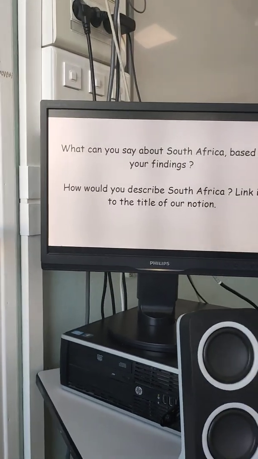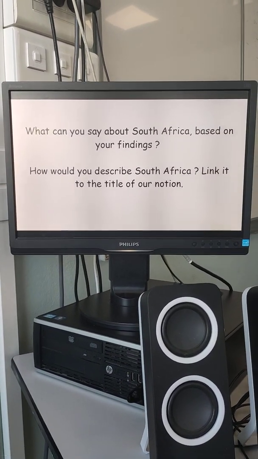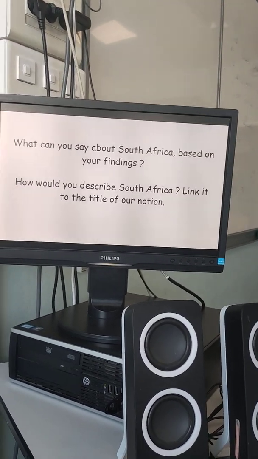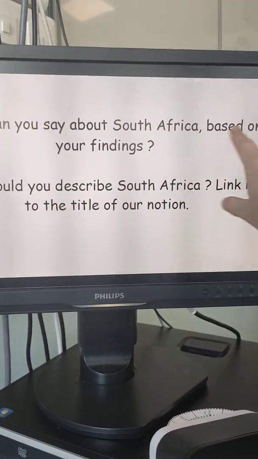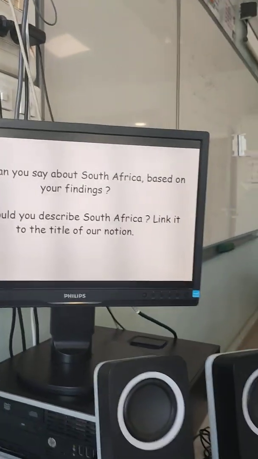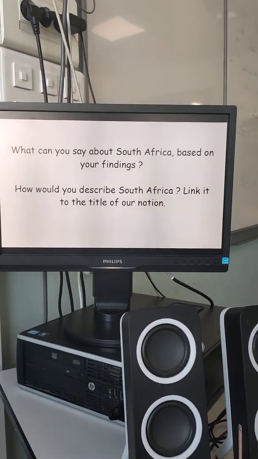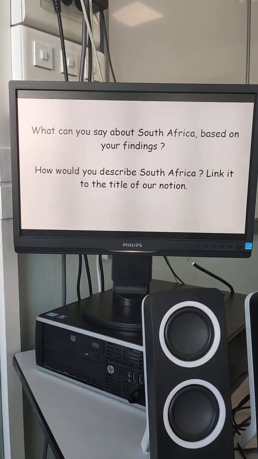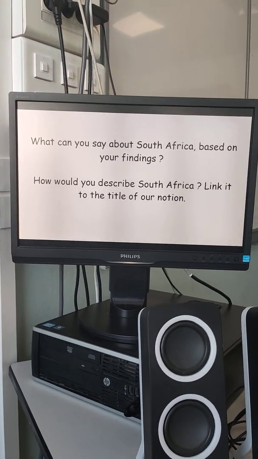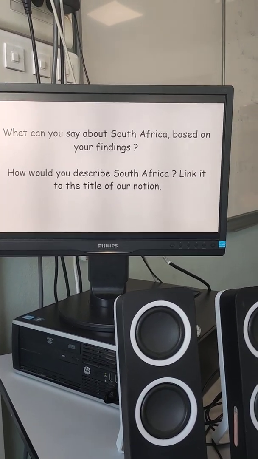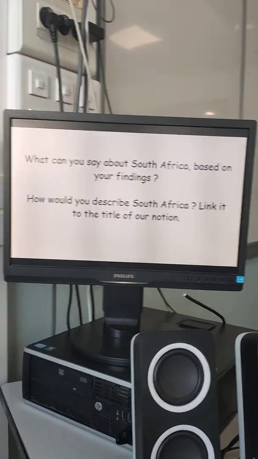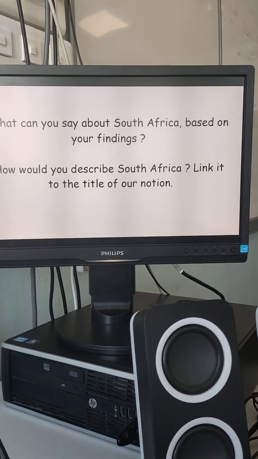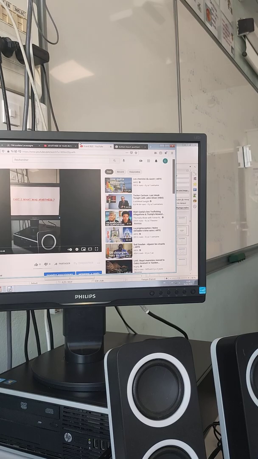So, there's a couple of questions. What can you say about South Africa? So, it is a very diverse place. There are many different languages, cultures, ethnic groups, tribes, etc. And it was also colonised by European powers.